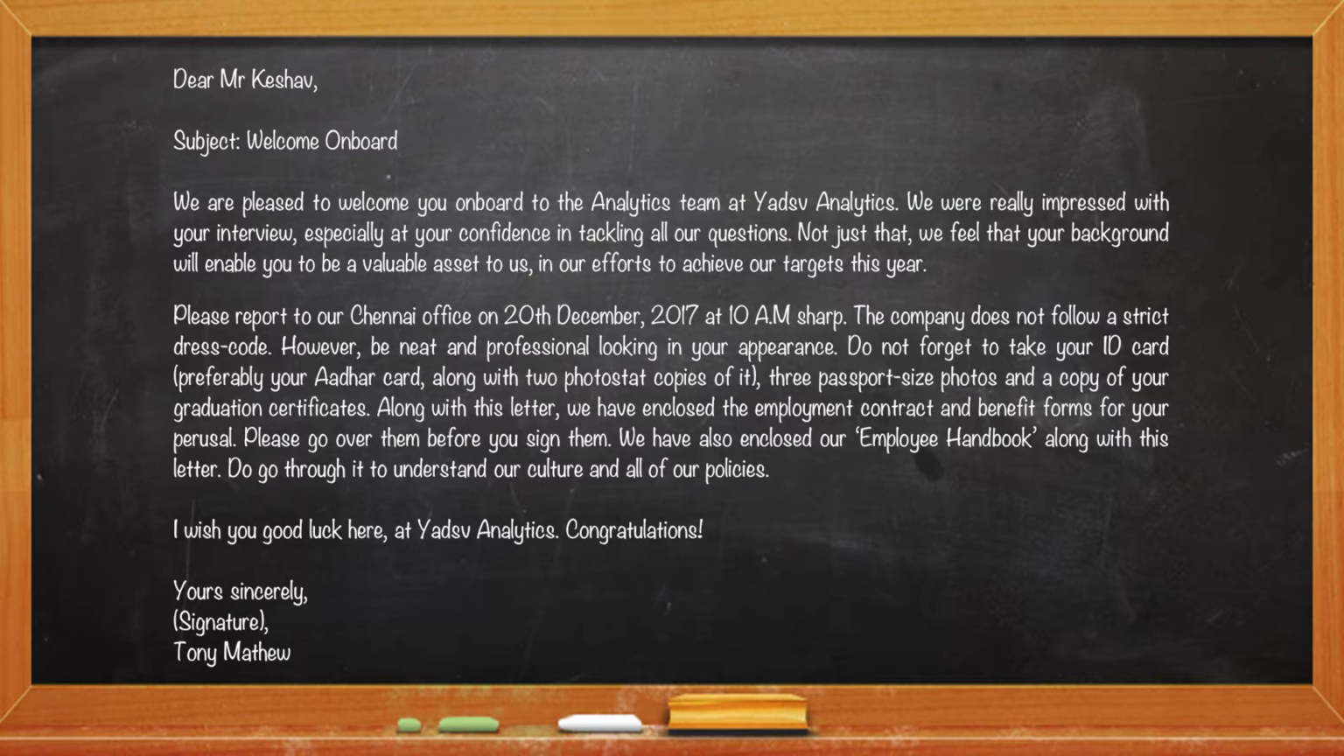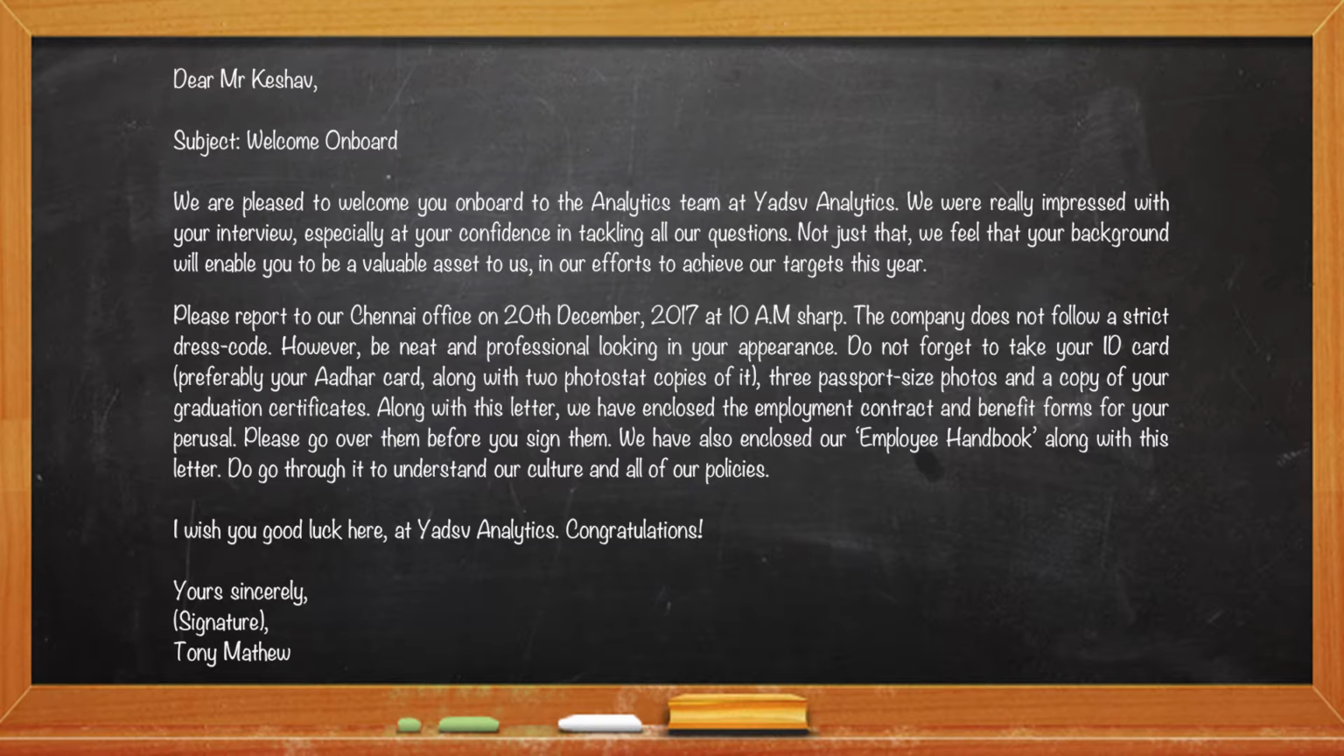The company does not follow a strict dress code, however, be neat and professional looking in your appearance. Do not forget to take your ID card, preferably your Aadhaar card along with 2 photostat copies of it, 3 passport size photos and a copy of your graduation certificates. Along with this letter, we have enclosed the employment contract and benefits forms for your perusal. Please go over them before you sign them.